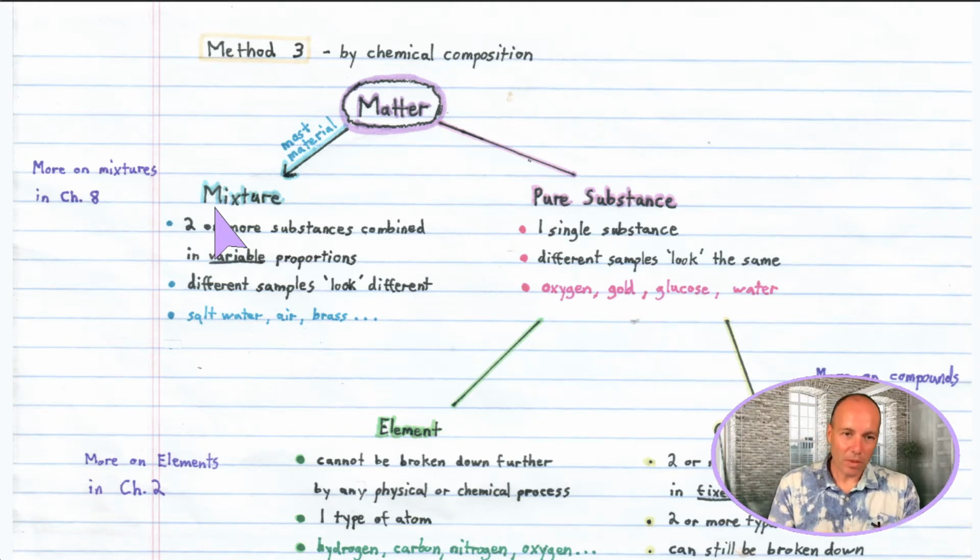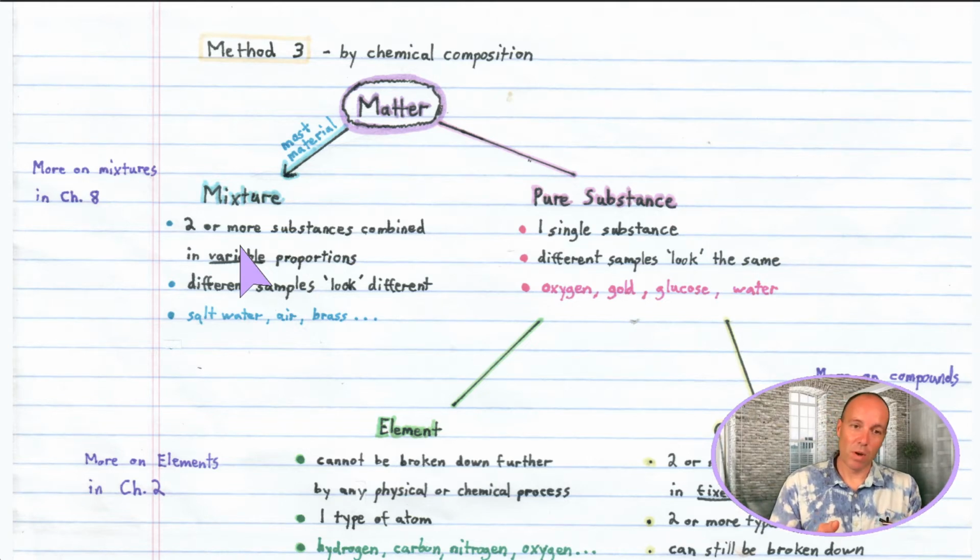Another example of a mixture would be salt water. If you go out to the ocean, you just scoop up a little bit of salt water. You'll have some salt in there, some water, probably some organisms, lots of different things in the salt water. So a mixture is when there are 2 or more substances combined in variable proportions. Variable proportions. Okay? Some salt water might be more salty than other salt water.